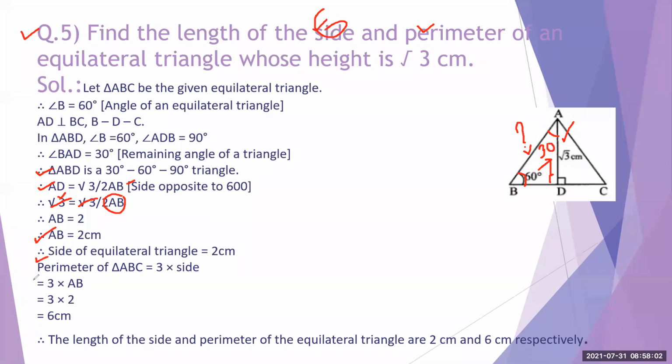Now next we have to find the perimeter. Again all of you know very well perimeter means sum of all the sides. Okay, now since we have to find the perimeter of a triangle, and a triangle has three sides and it is an equilateral triangle, all the sides are equal. Therefore perimeter of an equilateral triangle ABC is nothing but 3 into side. So simply it is 3 into AB. So the value of AB is 2. Therefore we get the perimeter of the equilateral triangle is equal to 6 centimeters. So side is equal to 2 and perimeter is equal to 6 centimeters.